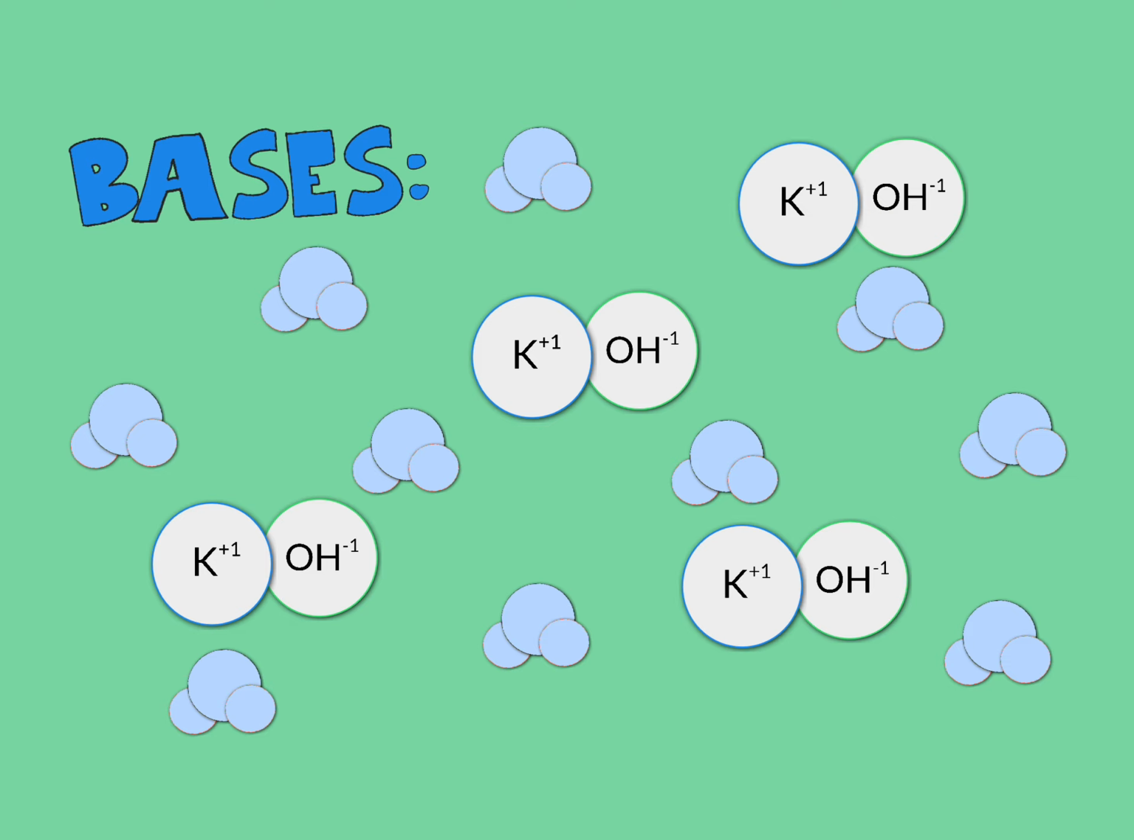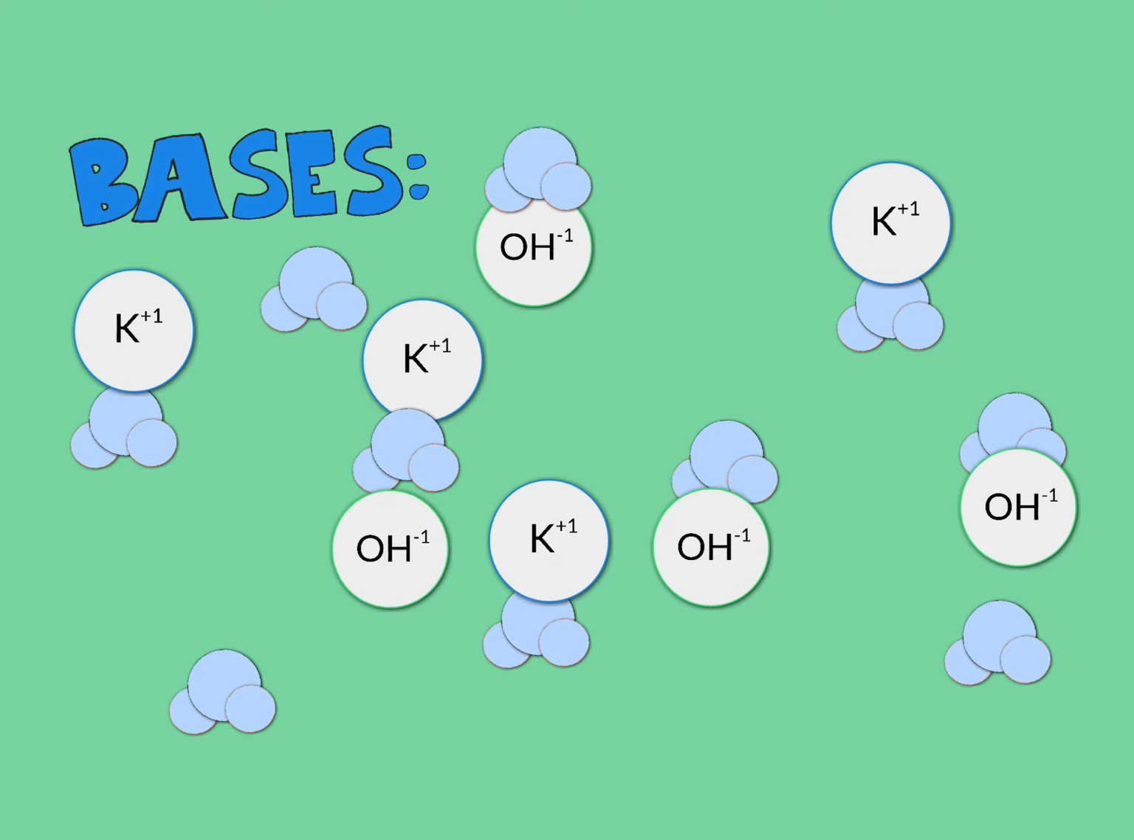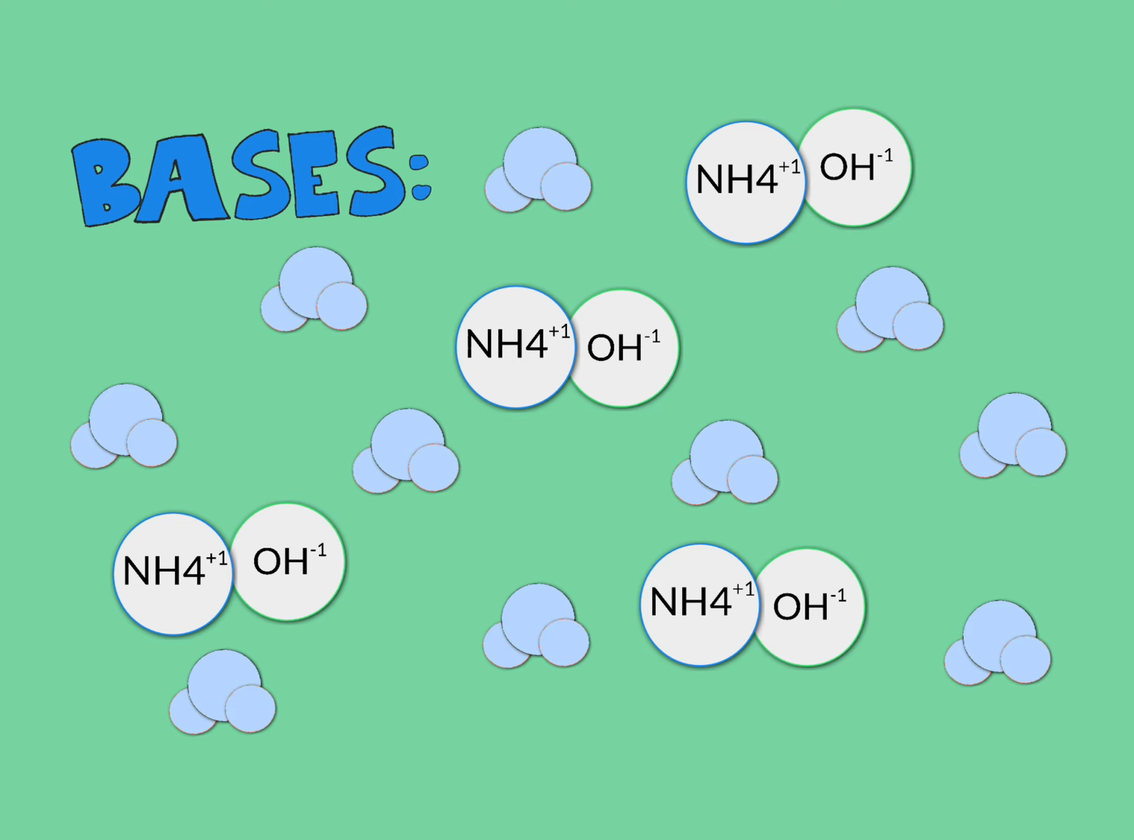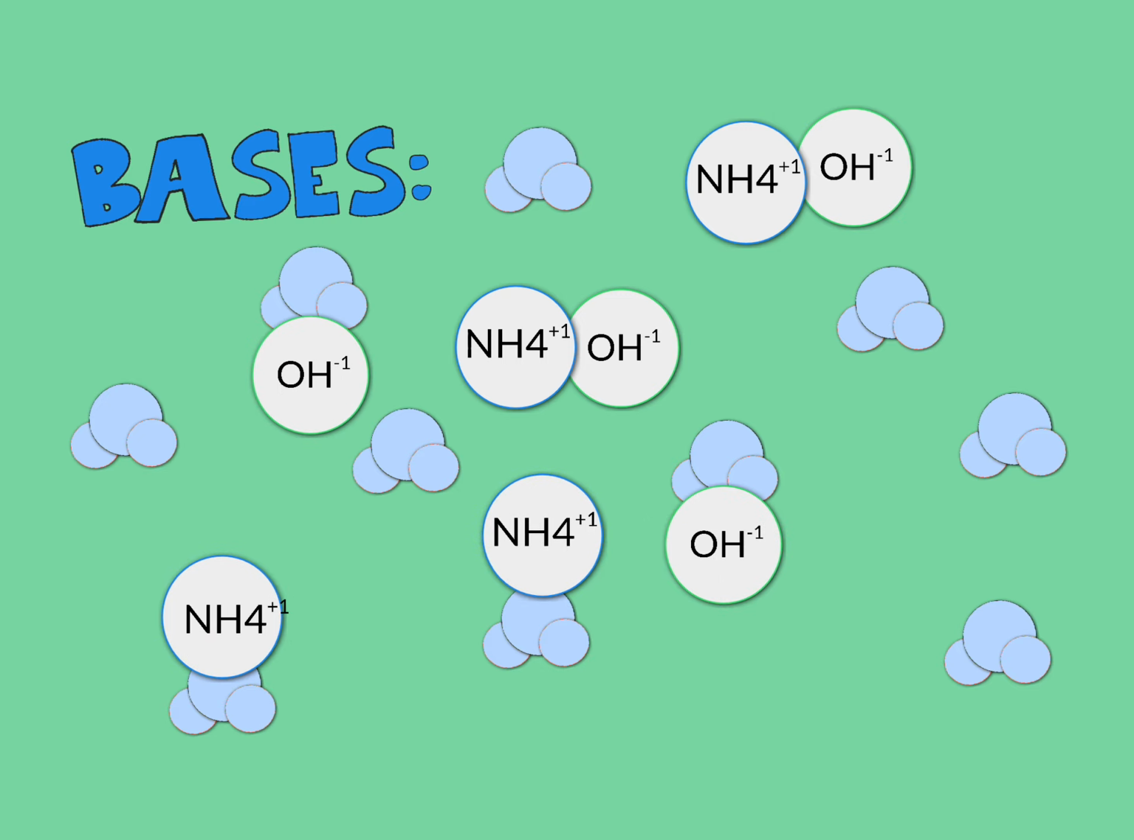The base you see here, potassium hydroxide, is a strong base. When dissolved in water, it will dissociate completely, meaning all of the potassium ions will separate from all of the hydroxide ions. This complete dissociation means that potassium hydroxide is a strong base. The base you see now is called ammonium hydroxide because NH4 is the polyatomic ion ammonium. When dissolved in water, only some of the ammonium hydroxide molecules will split. Because it only partially dissociates, ammonium hydroxide is a weak base.